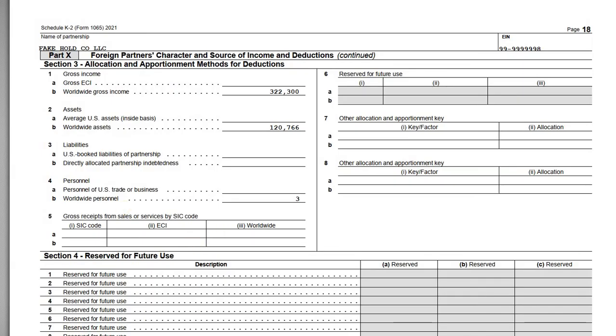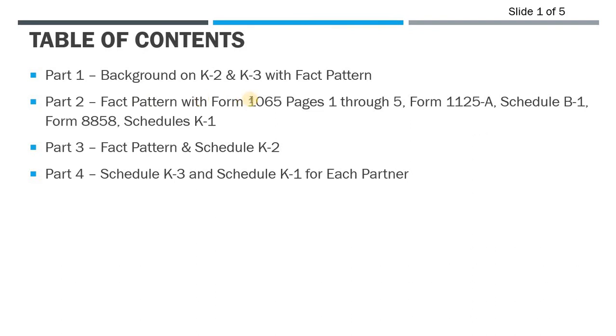Okay, so let me jump back to the slides just to make sure that I've covered all those pieces. So this is part 3. We have done the fact pattern in Schedule K-2. Now for part 4, we're going to go into more detail on the K-3s that are being allocated to each partner, show you how some of those numbers work, and where those values are also reported on Schedule K-1.